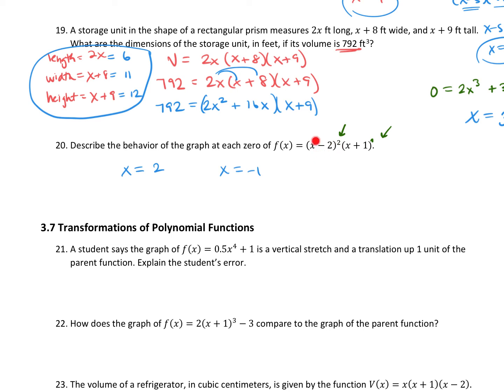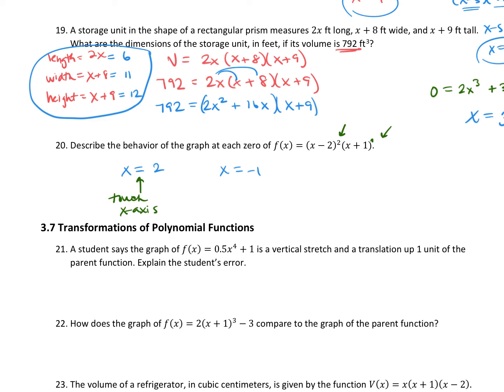Here, the factor is x minus 2, which gave us the 0 of x equals 2. It has a multiplicity of 2, which is even. The even multiplicity tells us that we are going to touch the x-axis at x equals 2. That would be a turning point if we were to graph this.